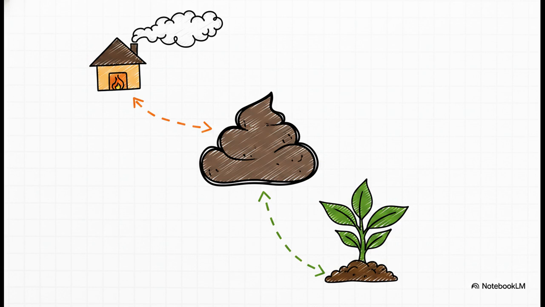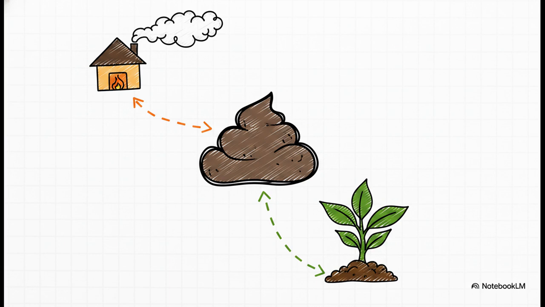The text uses a really surprising example, cow dung. Now, you might look at that and just think it's waste, but its usefulness depends entirely on your specific goal and situation. If your goal is to heat a home, it actually has incredible utility as fuel. If your goal is to grow crops, it has incredible utility as manure. The big takeaway here is that the value of a resource is completely tied to the specific goal you're trying to achieve.